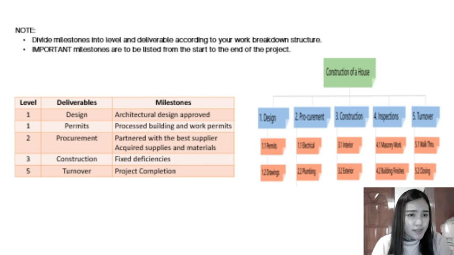In your milestone, this is the format. There are 3 columns: the level, the deliverables, and the milestone, no? Important milestones are to be listed from the start to the end of the project. Your reference is your work breakdown structure. For example, for design, what is your milestone in design? Was it approved? In permit? Was it processed? In procurement? Were you able to partner with the best supplier? Things like that. So your reference here, guys, is the breakdown structure.